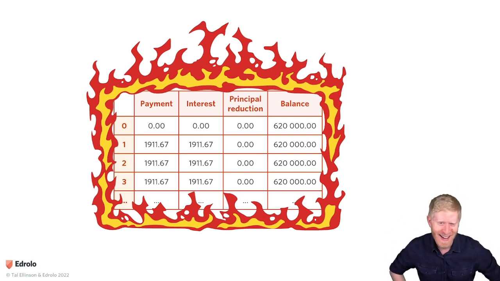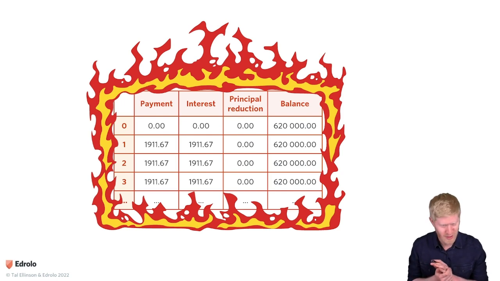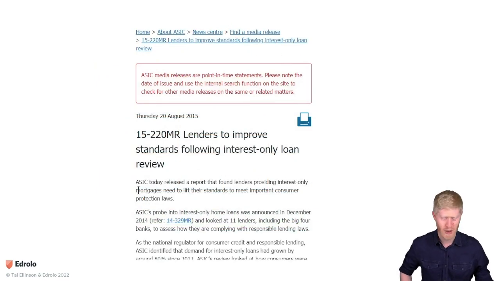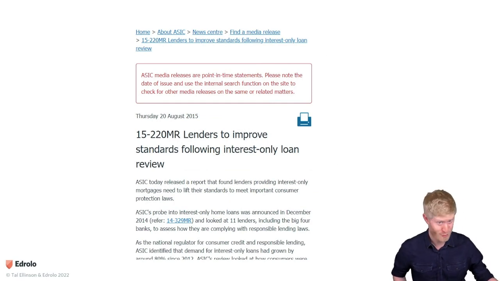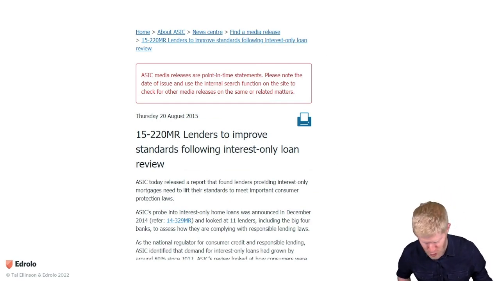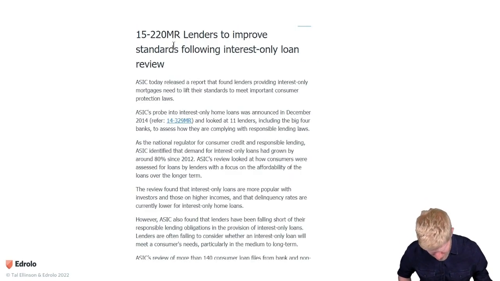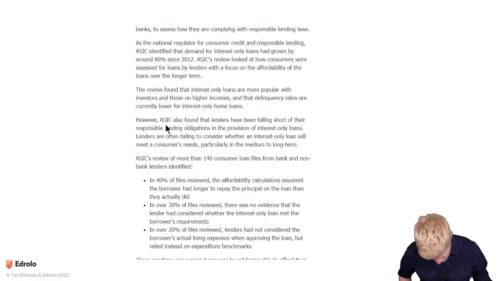Oi! What's this in front of us? Whoa, looks dangerous. Why is this dangerous? And what is it? Well, it's an interest-only loan. And just to demonstrate the danger of interest-only loans, we have here a report from the Australian Securities and Investments Commission, ASIC if you remember, and they, back in 2015, did an investigation into the banks and what they were doing with the interest-only loans. And what did they find?